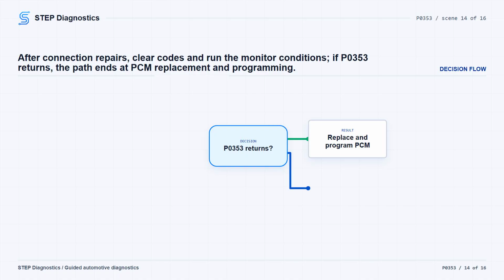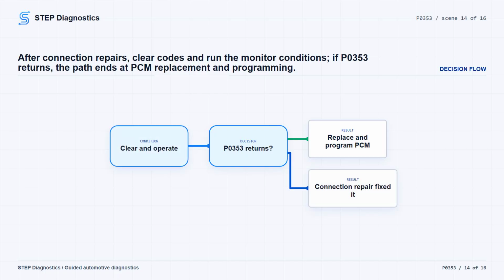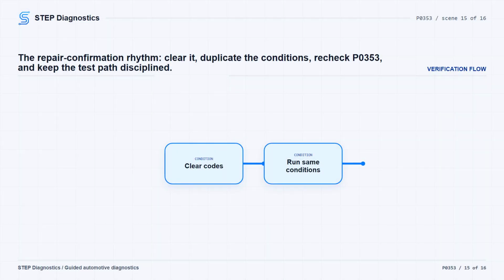Erase the codes, then test drive or operate the vehicle under the conditions that run this monitor, and read the codes again. If P0353 returns, replace and program the PCM, then verify the repair and confirm the code stays gone. If P0353 does not return, the wiring or poor connection problem has been repaired. Keep the verification separate from the circuit testing. Anytime the path ends in a wiring repair, coil or spark plug replacement, boot replacement when needed, or PCM replacement and programming, clear the codes, operate the vehicle under the same conditions, and confirm P0353 stays gone.